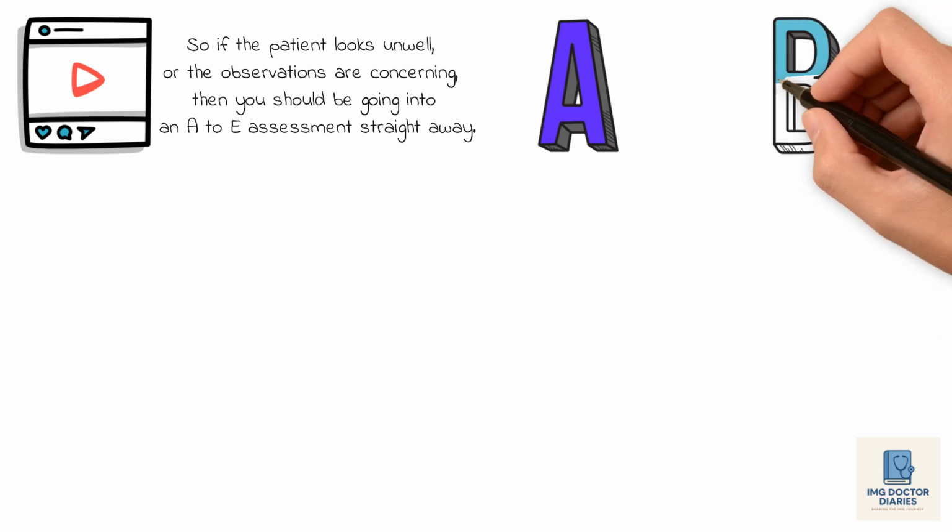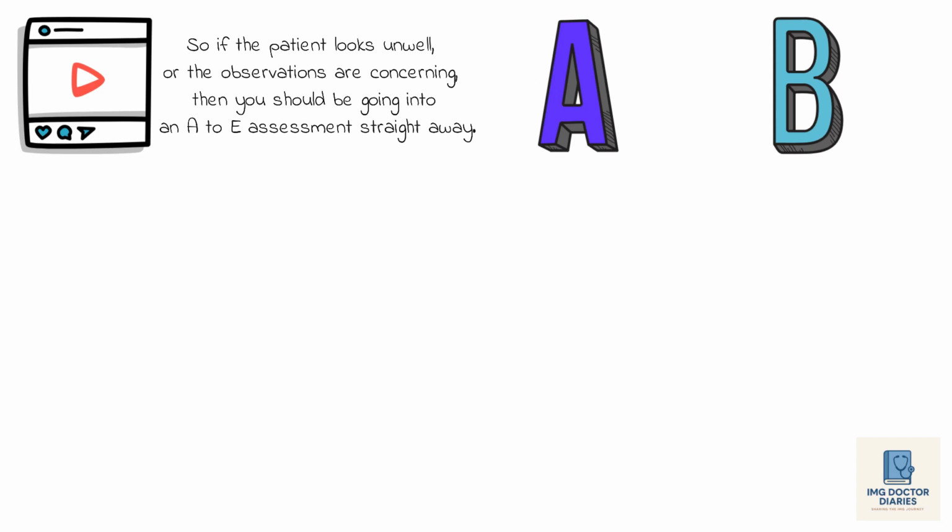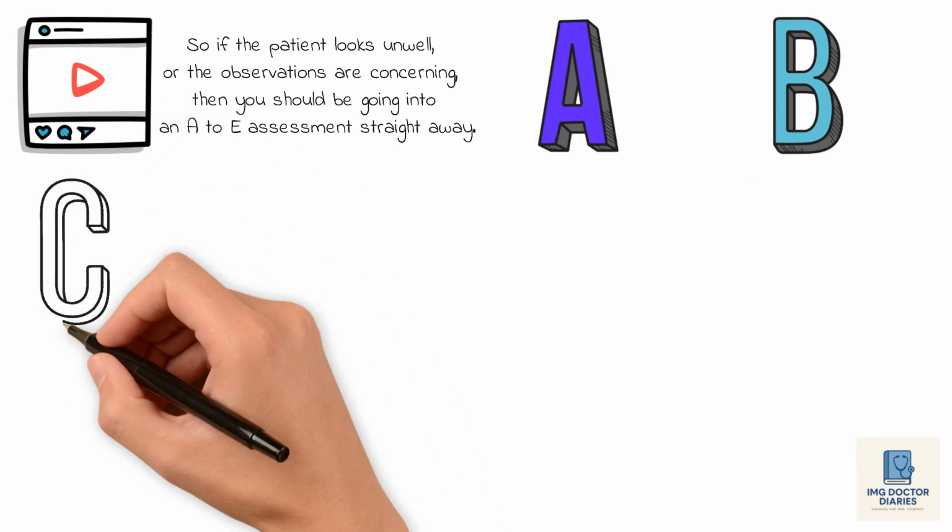B. Breathing. Then with B, look at the respiratory rate, saturations, and work of breathing. Back pain itself should not usually cause major respiratory compromise, so if the patient is hypoxic, tachypneic, or looks very breathless, then something else may be going on. Are they splinting because of pain? Could this actually be chest pathology? Could this be something more serious like PE or even aortic pathology?